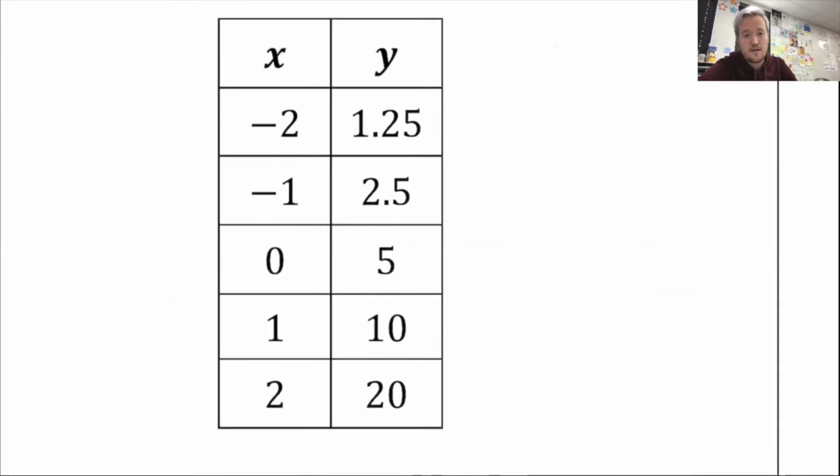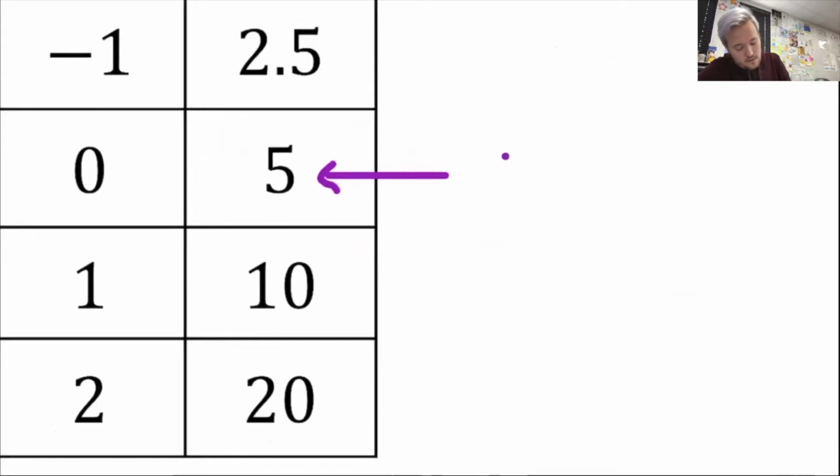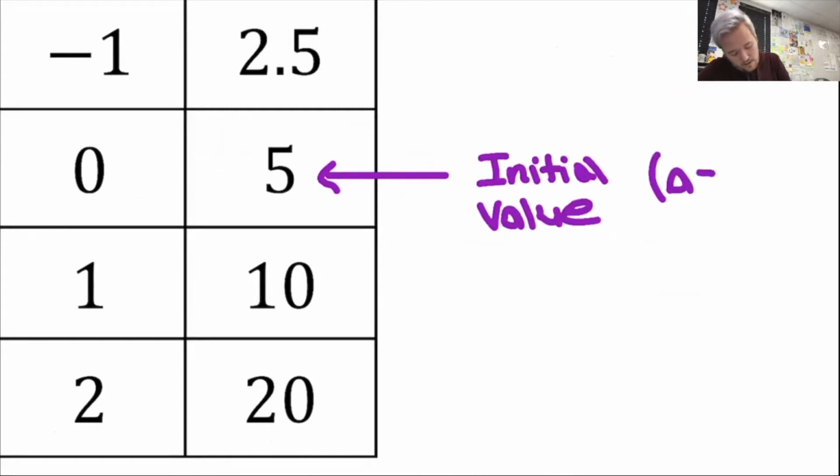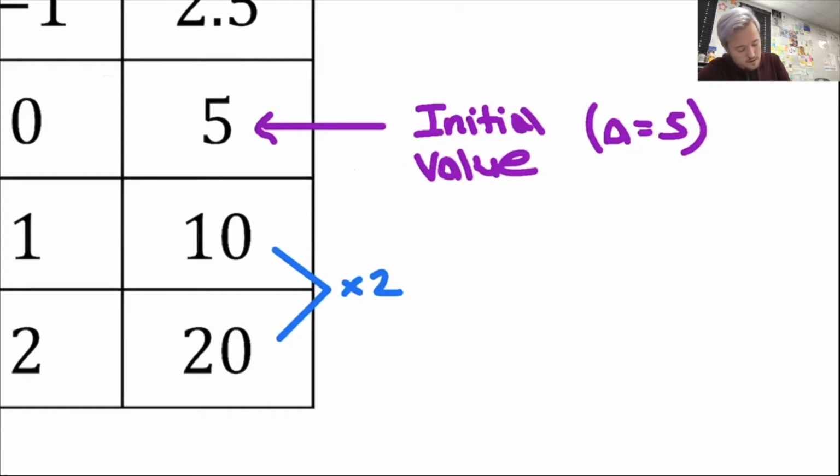Given the table here, we know that the 5 here, at 0, 5, is going to be your initial amount or your initial value. This is your a value, which is 5. Now we want to find the common ratio, so we want to see how we are going to the next value. To go from 5 to 10, 10 to 20, that's going to be times 2. So your common ratio, which is your b value, is going to be equal to 2.